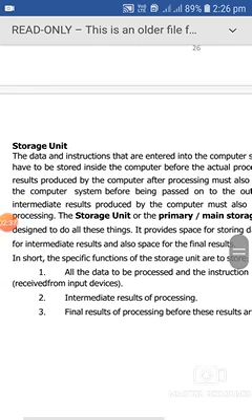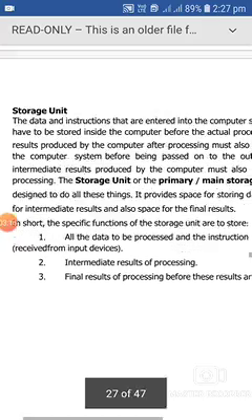Next, the third one, we are going to discuss the storage unit. The storage unit is used for storing all the data that we are entering inside the computer. It provides space for storing data and instructions, space for intermediate results, and space for the final results. In short, the storage unit will perform the following activities. The first one is all the data to be processed and the instructions required for processing. Number two, intermediate results of processing. And third one, final results of processing. So everything will be stored inside the storage unit.